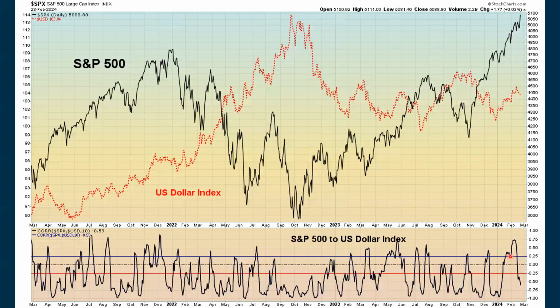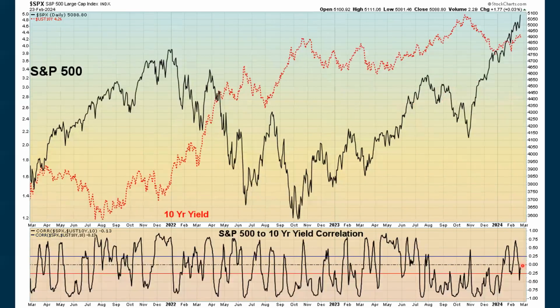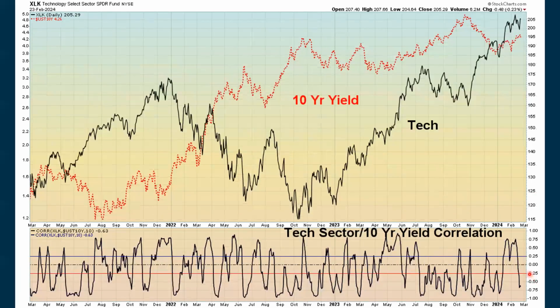Looking at some correlations between the S&P and the dollar, where they're having a slight tendency to go in opposite directions of each other. We look at the S&P and oil. It's pretty much neutral right now as the market figures out what it wants to do. We look at the S&P and the 10-year yield, also neutral right now. And the tech sector, they're having a slight tendency to go in opposite directions from each other.